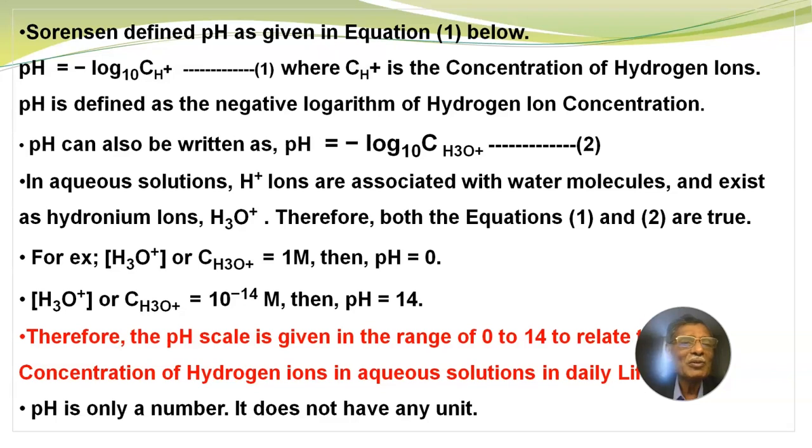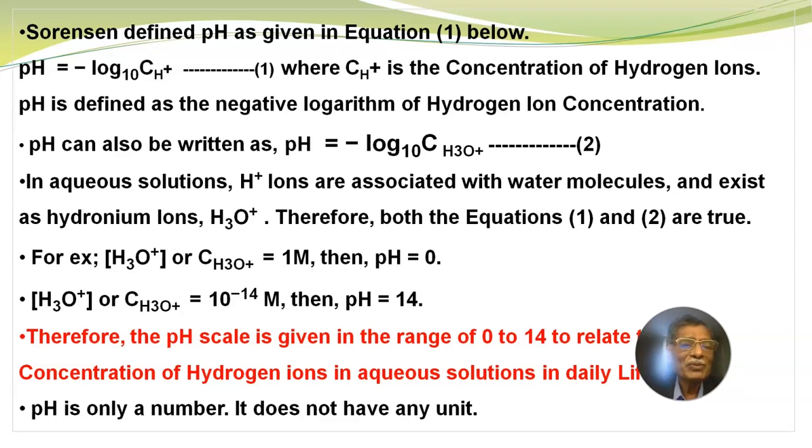pH is equal to minus log [H+] to the base 10, where [H+] is the concentration of hydrogen ions. pH can also be written as pH is equal to minus log [H3O+] to the base 10. In aqueous solution, H+ ions are associated with water molecules and exist as hydronium ions, H3O+. Therefore, both equations 1 and 2 are true.